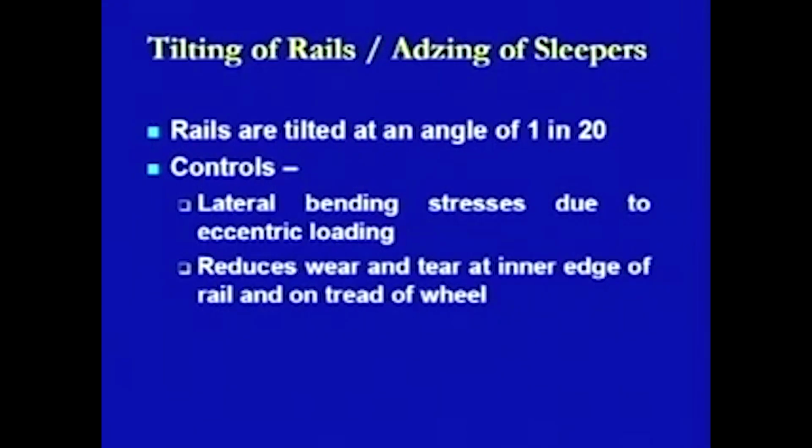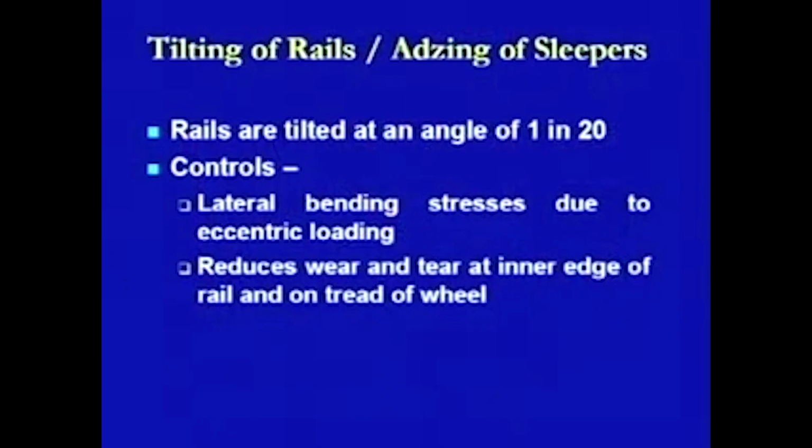localization of the stresses. The whole of the stresses will be transferred through the total contact area, and in this case the total contact area will remain the whole of the rail head, or the whole of the width of the wheel of the train. Now, as soon as we have tilted the rails at an angle of 1 in 20, what are the controls which will be achieved? One control is that the lateral bending stresses due to eccentric loading will be removed, they get eliminated. Because now there is no eccentric loading, there is no chance of bending or buckling of the rail taking place.